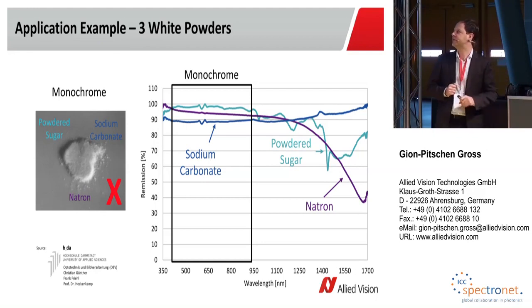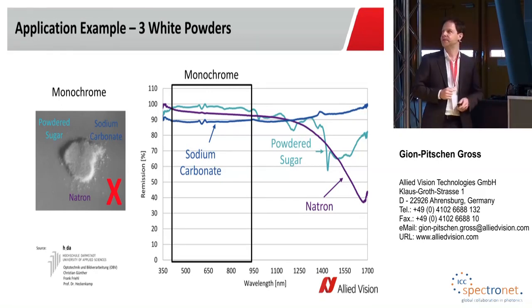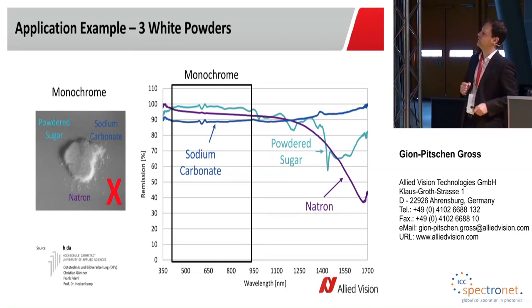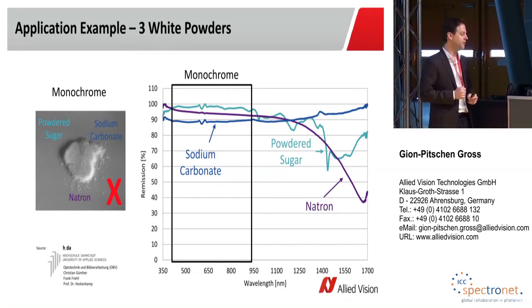If we now look at the second powder on the image, on the lower part, it is natron. It is used often in pastries to make them fluffy. If we now observe the spectral curve, we see in the beginning in the visible range, the curve is like the one before, quite flat. But then in the infrared region, or the shortwave infrared region, above around 1,000 nanometers, it drops suddenly.